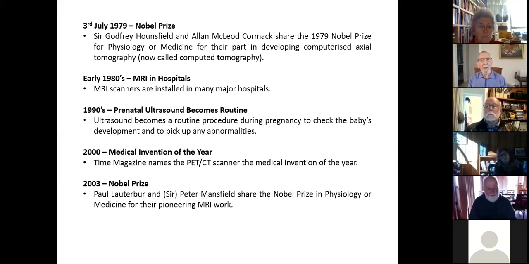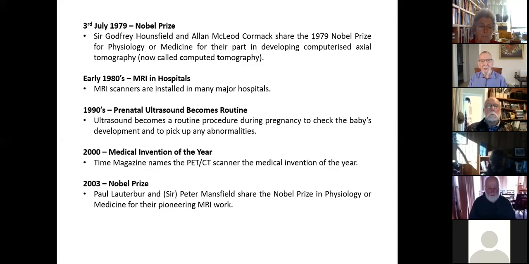Now we take a little leap up to the 1990s. Prenatal ultrasound becomes a routine practice, checking the baby's development and picking up any abnormalities, quite well done. These days, ultrasound is quite refined. The pictures that come from it can be astonishingly detailed, quite brilliant in fact, and very exciting for couples going through this fetal development process.